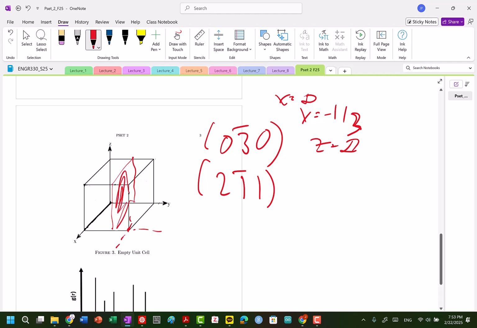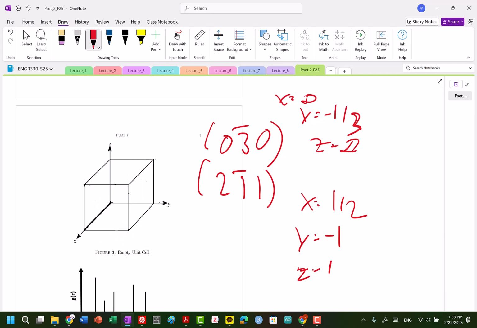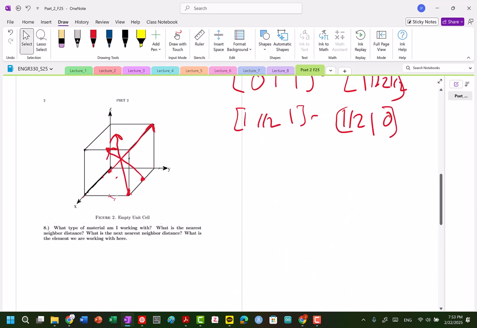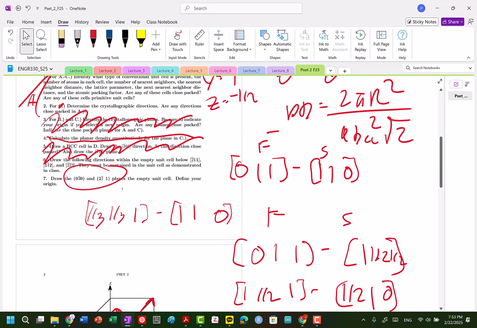Done. Now for this one, x is equal to 1/2, y is equal to -1, z is equal to 1. So kind of the same thing, we need to move to the left, and we also need to move positive x. So actually I'm going to go over here. Positive x. So x is equal to 1/2, y is equal to -1, and then z is equal to 1. Done. Fantastic. Got it.